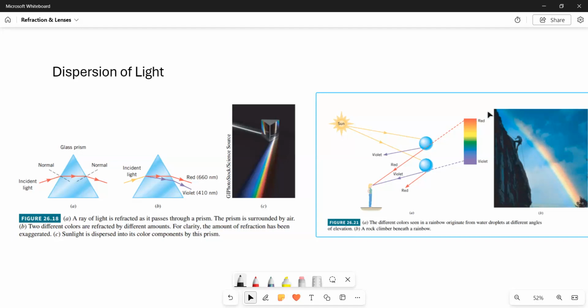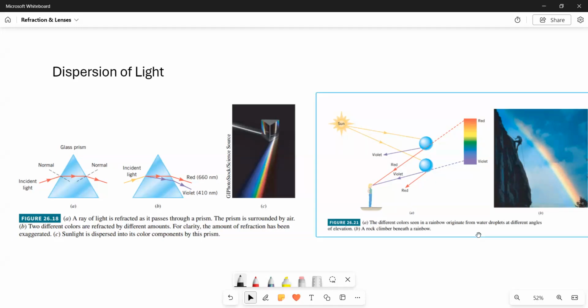ROY G BIV. What is it? Red, orange, yellow, green, blue, indigo, and violet. You all remember that, right? And that's how you see the rainbow as you see in this picture here.